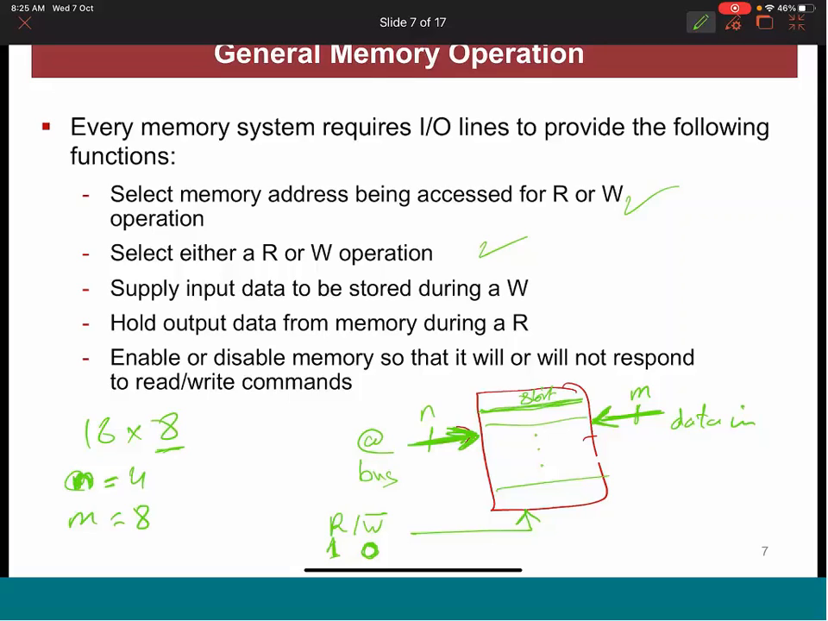We need as well to hold the output data from memory during a read. When we read, we should get an output, right? The data that we want to read. So we have another data bus, which we call data out. And this is M as well.